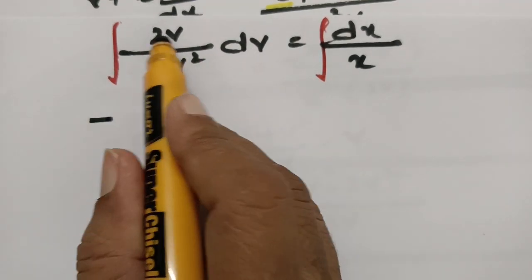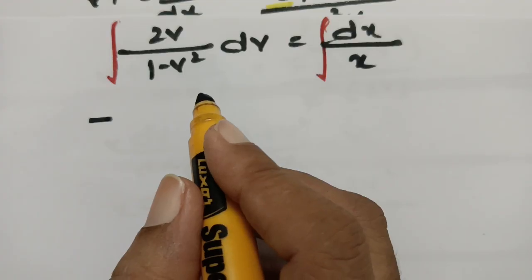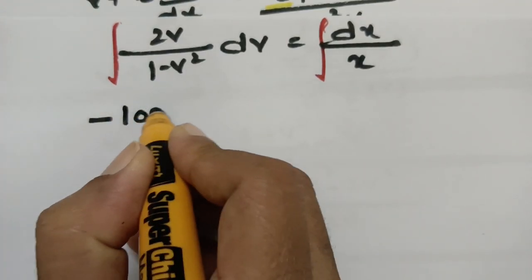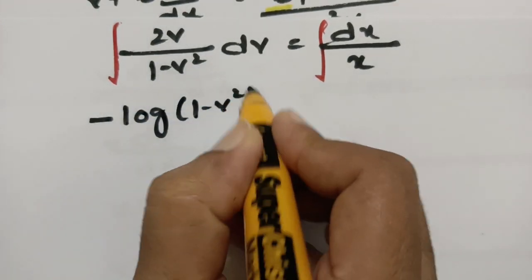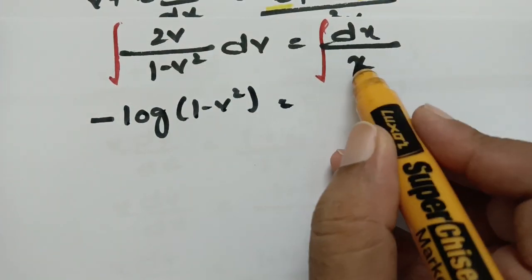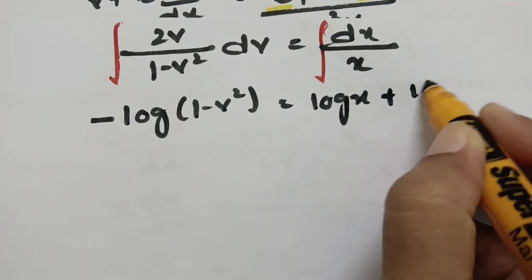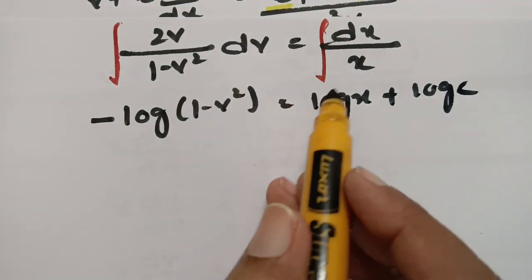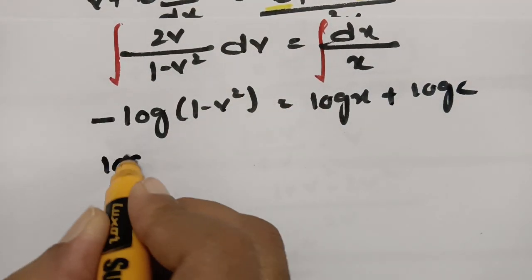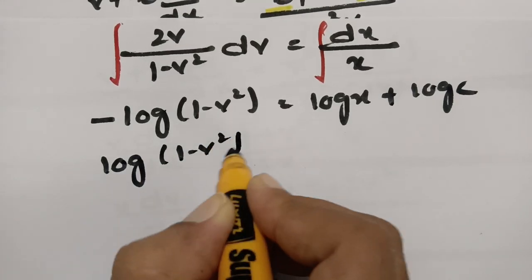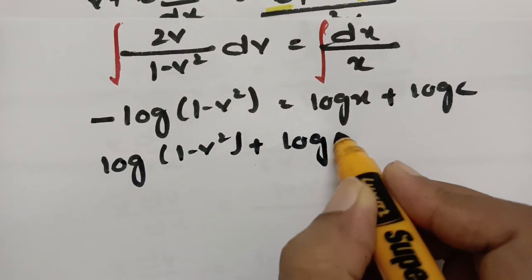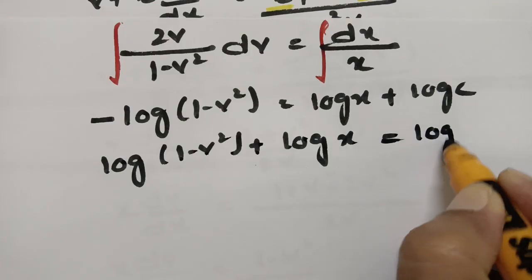So for v square this is 2v dv. So there is a derivative. I am writing it as minus of log of 1 minus v square, and here if you observe, 1 by x dx is nothing but log x plus log c. So if I send it to the other side, this will be log of 1 minus v square plus log x, which is equal to log c.